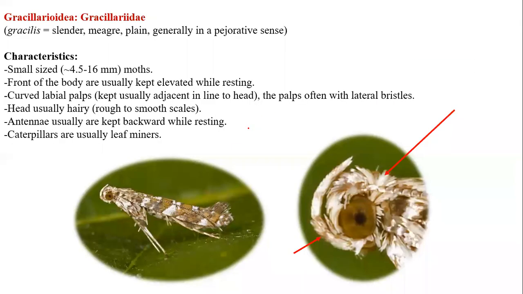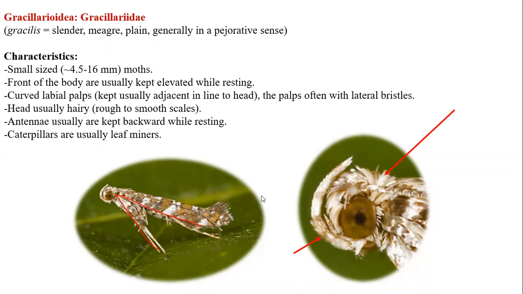Now the next family is Gracilariidae, which belongs to superfamily Gracilarioidea. The family name has been derived from the word gracilis, which means slender, meager, or plain, generally in a pejorative sense. You are seeing that they are very slender moths, and the most important characteristic of this family is their resting posture. Wherever they rest, they usually keep the front part of their body elevated. You are seeing that this moth has kept its front part of the body elevated.